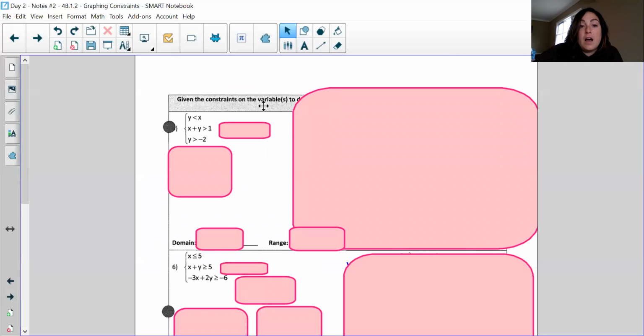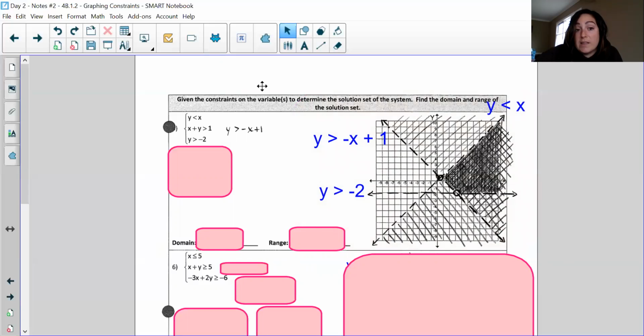All right, given constraints on the variable, graph and then find the domain and range of the solution. So first things first, in order to graph x plus y is greater than 1, that second line, we have to solve for y. So we first start by solving any one of these equations for y that aren't solved for y so we can graph them. So now that they're all solved for y, we can graph. Remember that when you have less than or greater than, it's a dashed line, not a solid line. So all 3 of these equations will have dashed lines.